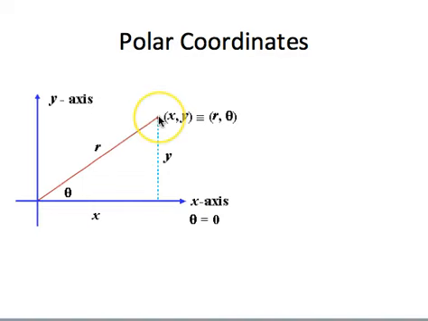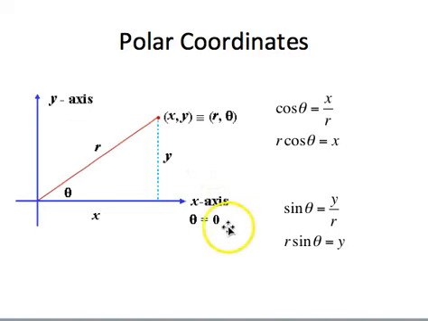If we have a point here, x, y, we can also think of it in polar form. R is the distance from the origin, theta is the angle measured from the x-axis. So what are the relationships we have between x, y, and r, theta? Cosine of theta is x over r. So r times cosine of theta equals x. Similarly, sine of theta is y over r, opposite over hypotenuse. So r sine theta is y.